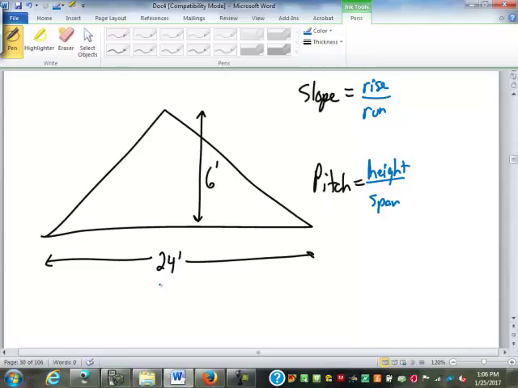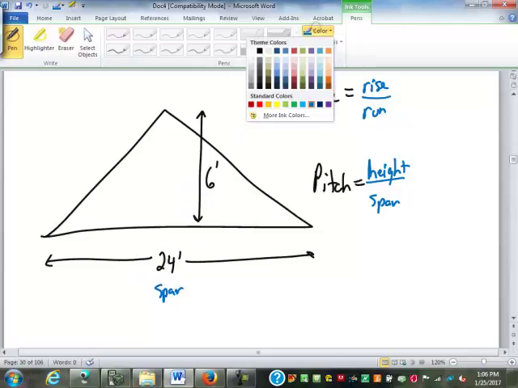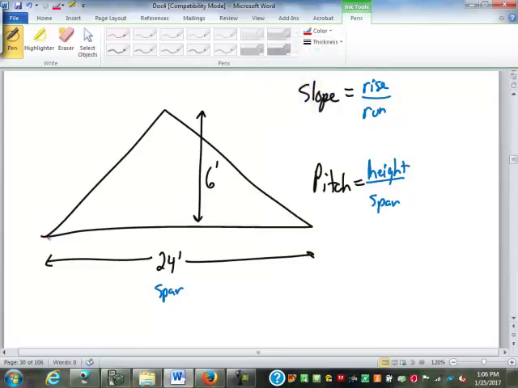The 24 is the span. The 6 would be either the height or the run, or the height or the rise. The run is half the span. You got it, 12 feet. So the slope is 6 over 12. Rise over run. Slope is always given over 12. It's actually inches per foot, so it's inches per 12 inches.